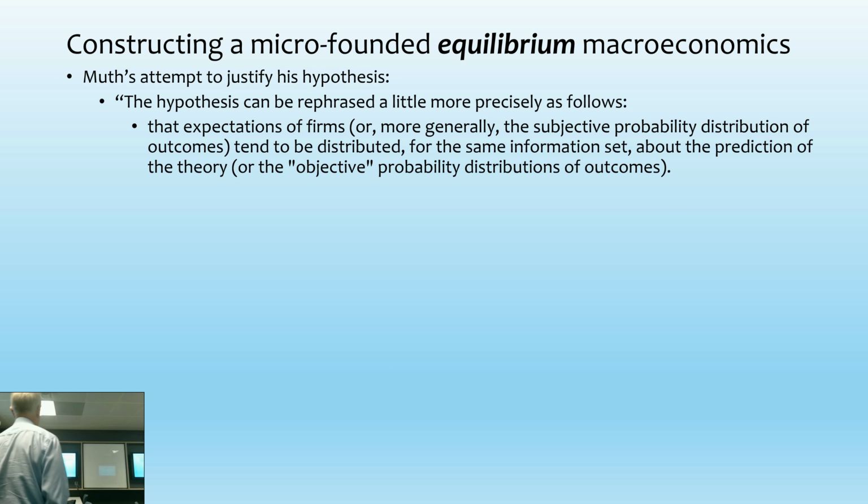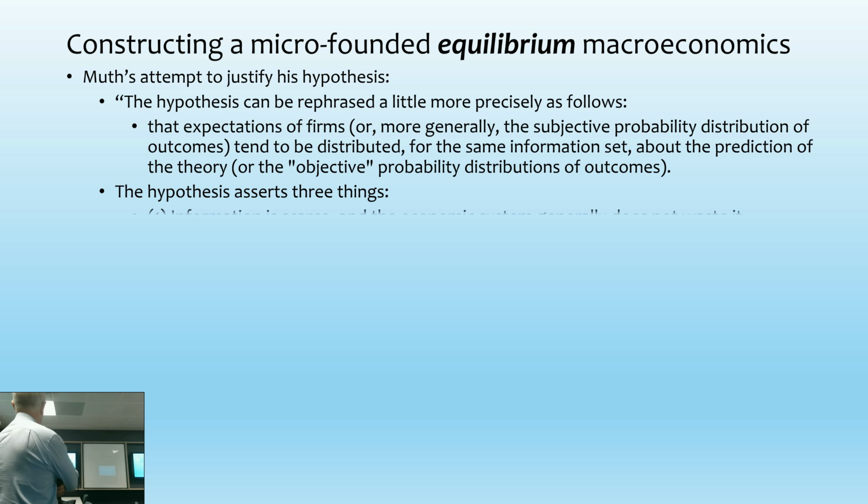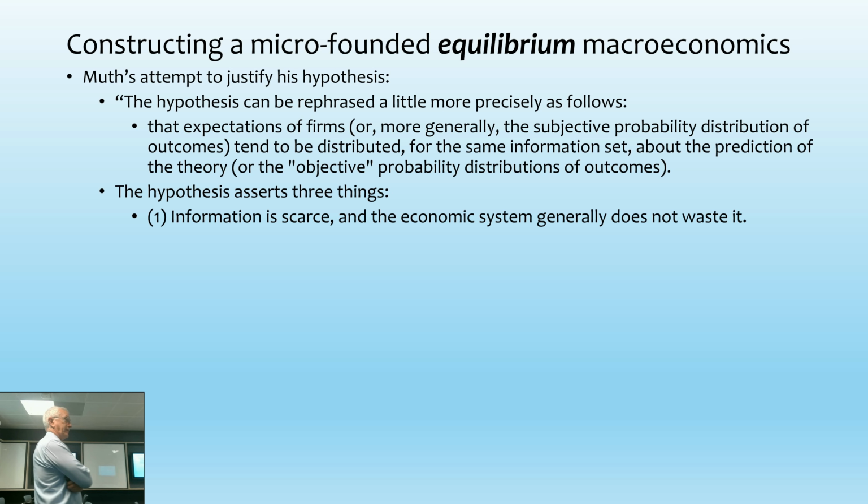And again, I find this quite hilarious because people just take this, because it fits into their mindset, they accept it without criticizing some of the logical foundations. The hypothesis is that expectations of firms, or subjective probability, what people think is going to happen, are distributed about the theory or the objective. Let that sink in for a moment. He said it asserts three things. Now, the first one is my favourite. Information is scarce, and the economic system generally does not waste it.